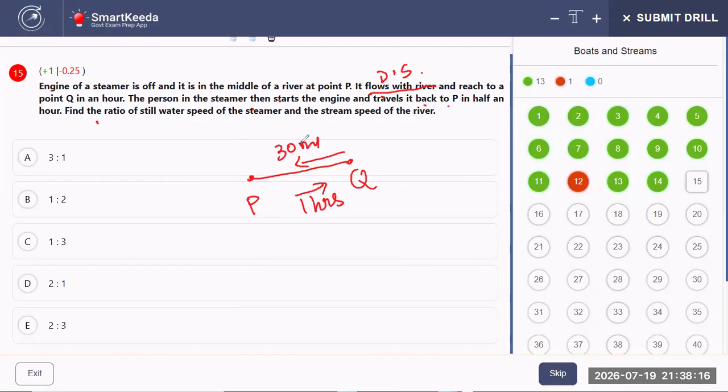30 minutes. It reaches point Q in an hour. It flows with the river and reaches point Q. This side reverse. It starts the engine and travels back to P in half an hour.